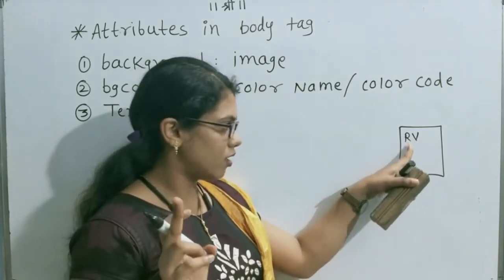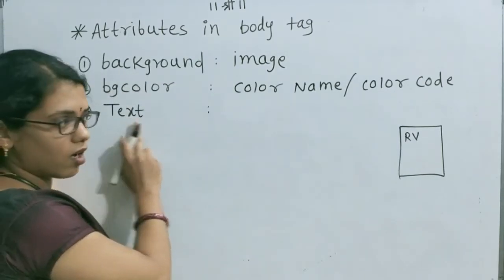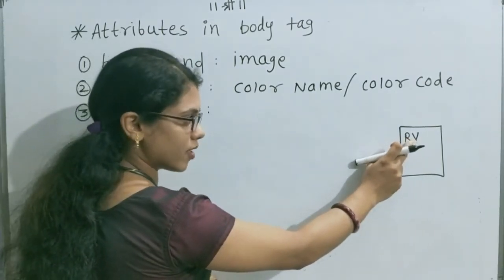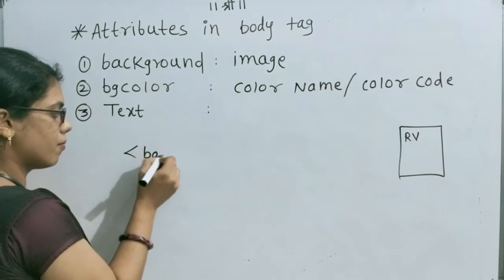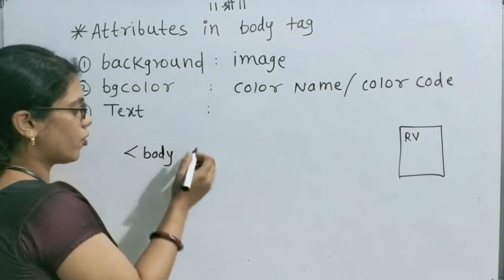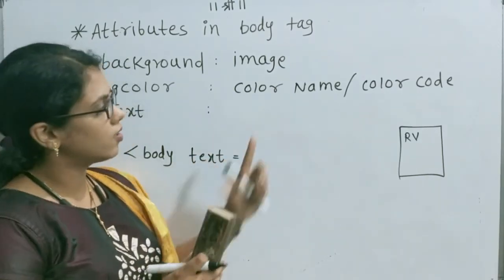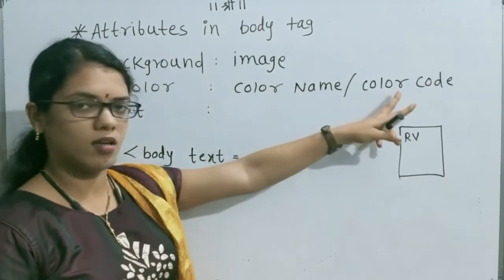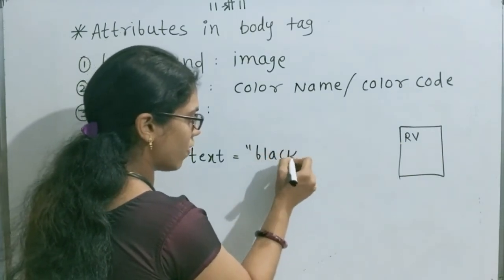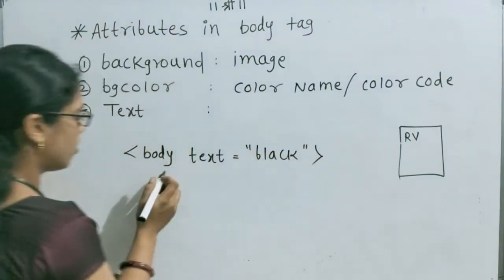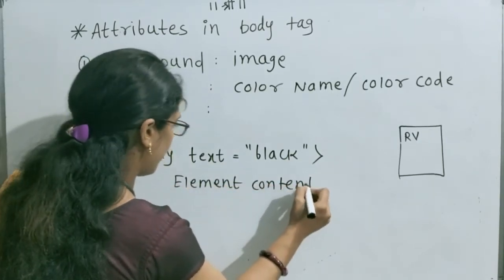RV Real Vision is displayed in black color. So we have to set the color of text displayed in the website to black. Then the same tag, body tag, attribute name is text, and the value for the text attribute is also the same, color name or color code. For this web page, text color is displayed in black, so the value inside double quotes is black, again some element content and body tag closed.